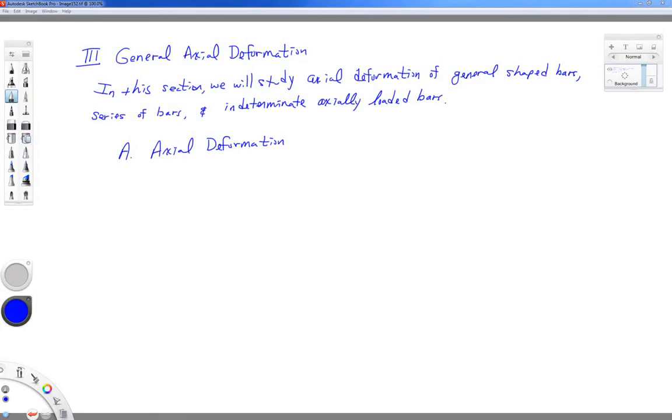This lecture and the next two lectures we'll talk about axial deformation. We're going to first start off in this lecture talking about general axial deformation, bars that can have non-uniform cross sections. Maybe their material properties can change along their length as well. And in the next section we'll look at series or assemblages of statically determinate loaded axial bars, and then after that we'll get into statically indeterminate axially loaded bars, and so we'll learn about what all those different terms mean as we come across them.